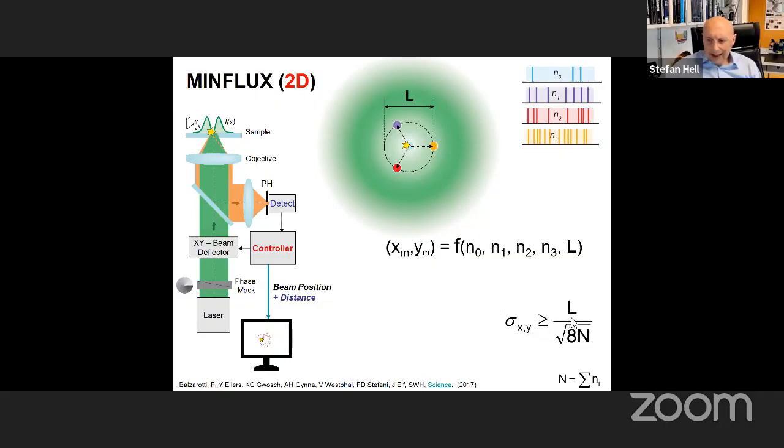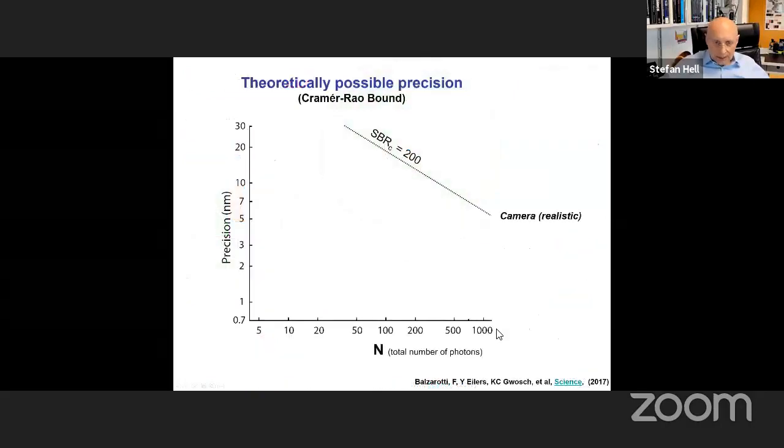So the precision again scales linearly with L and inversely with the square root of the number of detected photons. And because you have this linear dependence, it's always better to zoom in on the position of the molecule once you have established a first rough position of it, rather than to wait to increase your precision based on the number of photons, as it is usually done in the normal way of localizing individual molecules. It's always better to make L small and to zoom in.